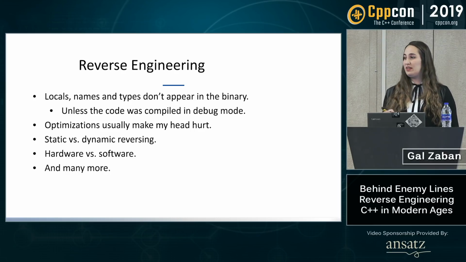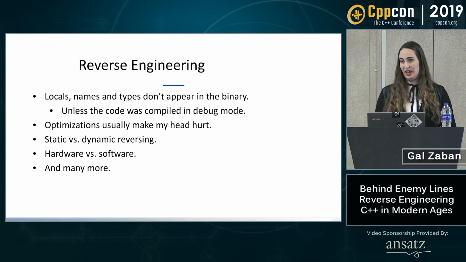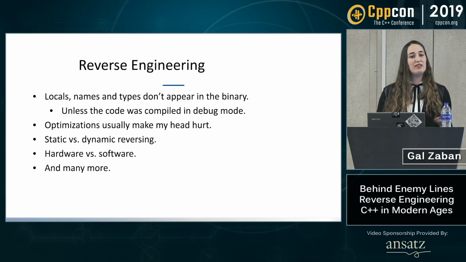There are some difficulties that happen when you do reverse engineering for C++ code. The first is that local names and types don't appear in the binary, since after compilation you cannot have all of those things. Unless you compile in debug mode, and then some of those things create symbols, and then you can have partial names and types.